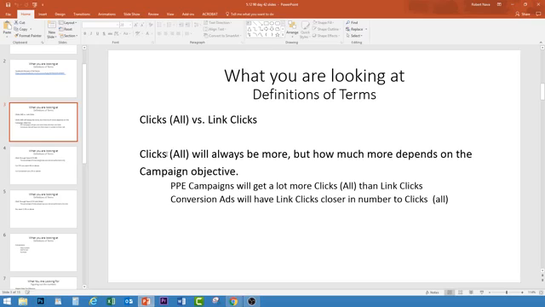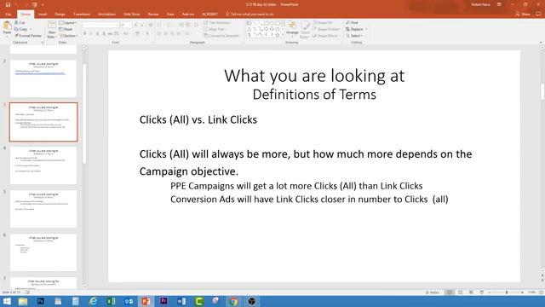And then let's see. Clicks all will always be more. So you'll always have more, not cost more, you'll always have more clicks all, but how much more depends on the campaign objective. As I said, you might get 5 post reactions to 1 link click. We don't know that ratio. That ratio depends on the campaign objective. A page post engagement campaign will get a lot more clicks all than it will link clicks, because your objective for your campaign is saying, Facebook, I just want engagement, right? I just want people that are click happy, right?